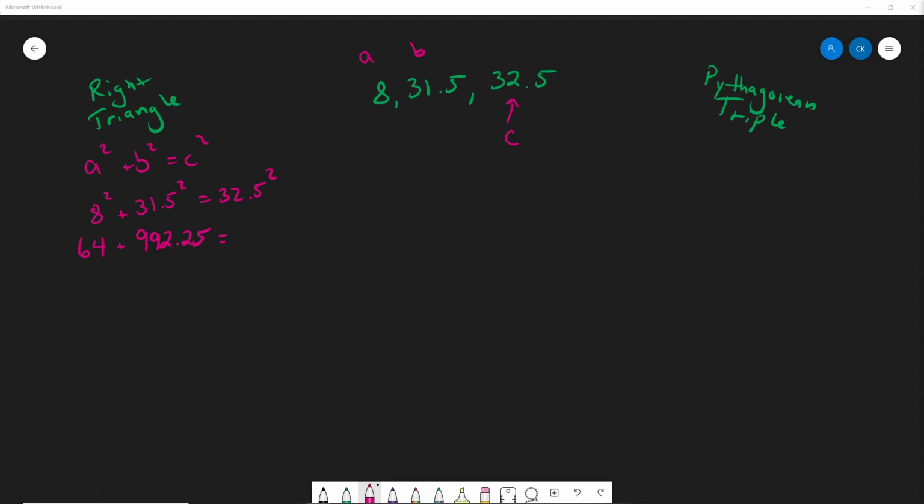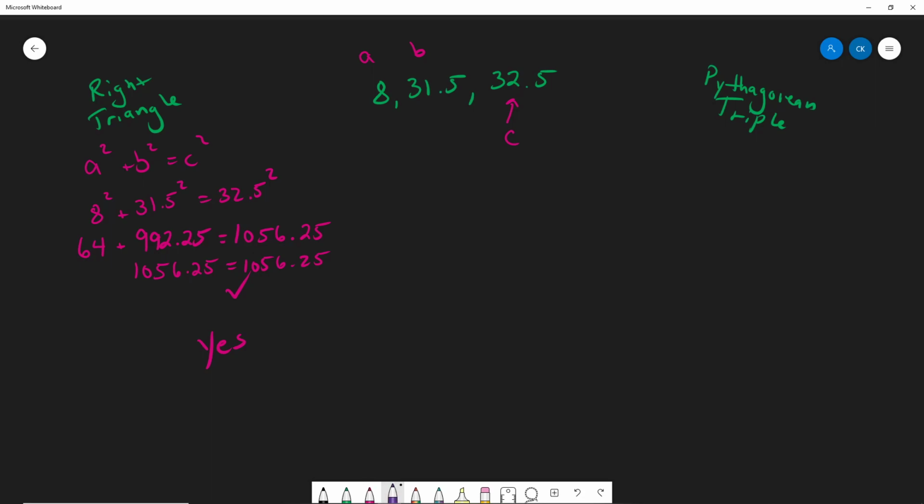And 32.5 squared, that's going to give us 1056.25. So I'm going to add 992.25 to 64, and I'm actually going to get 1056.25. And I see that both sides are equal to each other. So yes, this is a right triangle because it follows Pythagorean's theorem.